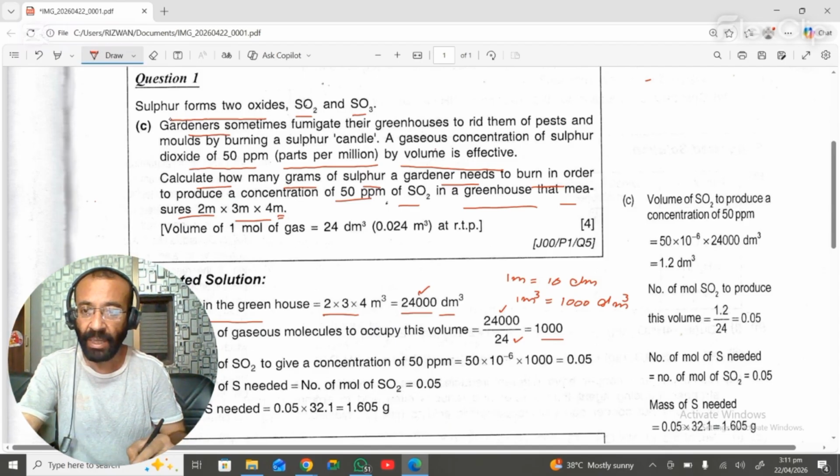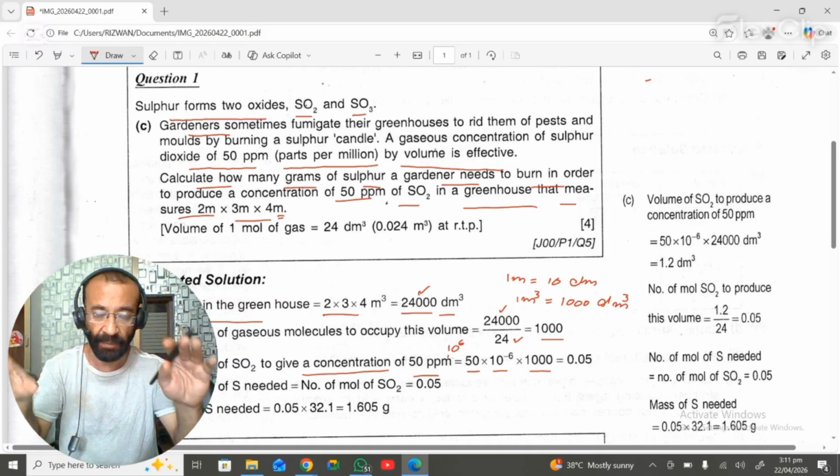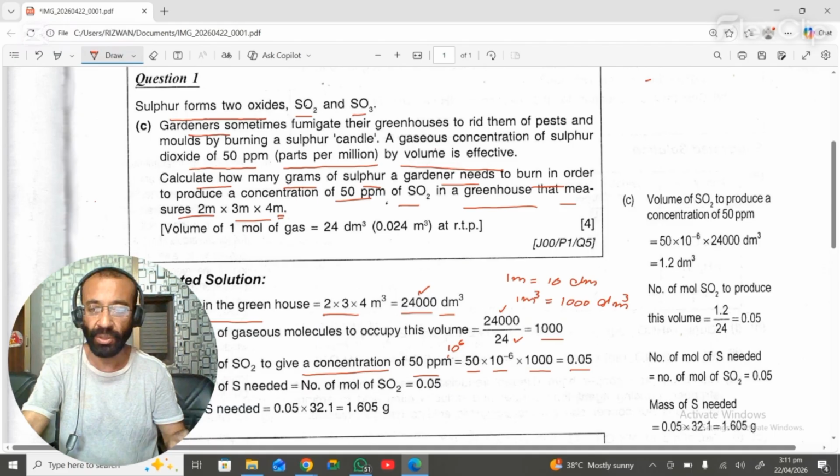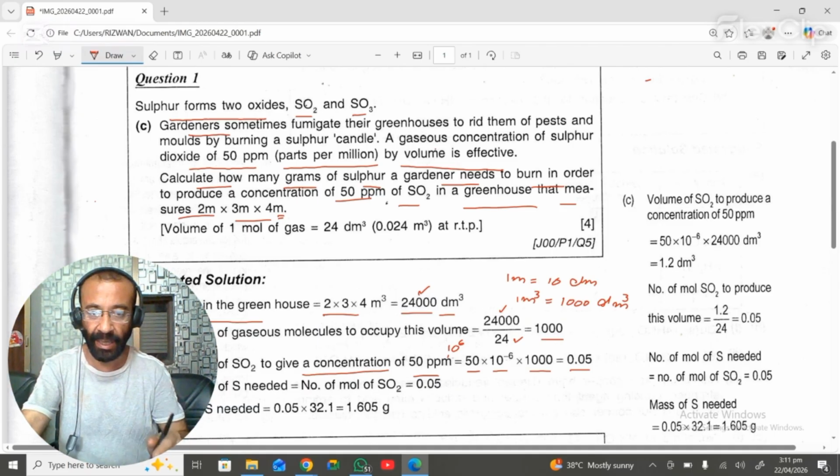Now we will find the number of moles of SO2 to give the concentration of 50 ppm. ppm stands for parts per million, and million stands for 10 raised to the power 6, so per million stands for 10 raised to the power minus 6. So 50 multiplied by 10 raised to the power minus 6, multiplied by the number of moles required to occupy the volume of the greenhouse. After multiplying these values, we get the number of moles of SO2 to give the concentration of 50 ppm in the greenhouse. These are the number of moles obtained.